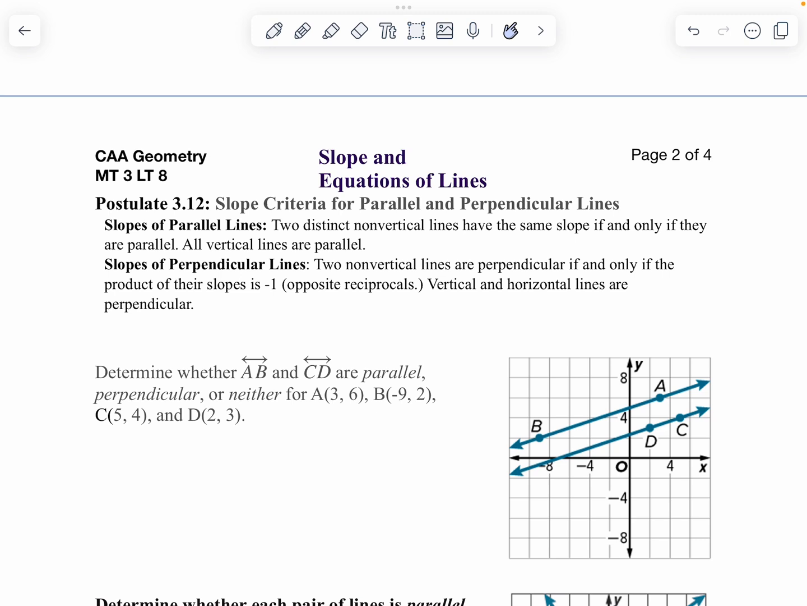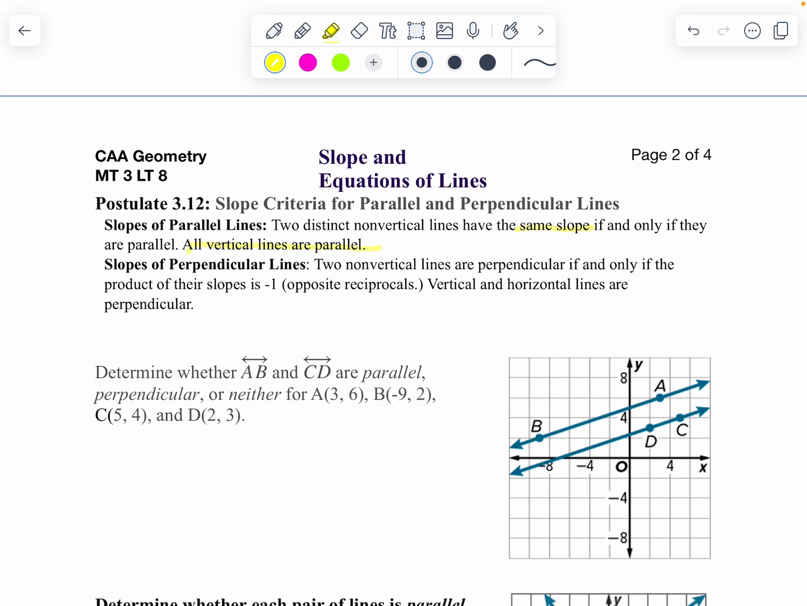Now, if we have parallel lines, our slopes should be kind of common sense. They're going to be the same because they have to always be the same distance apart, so they have to rise and run at the same proportion. Remember, vertical lines have an undefined slope, so we're just going to say vertical lines are parallel. So anytime you have a vertical line, it's going to be parallel.